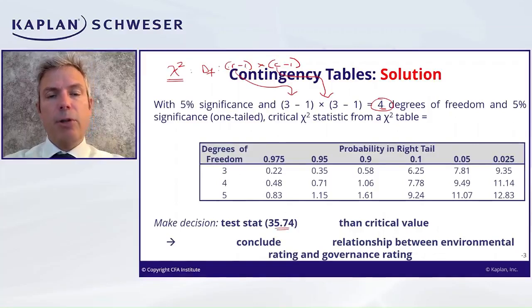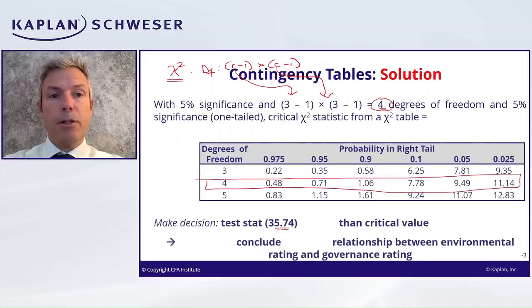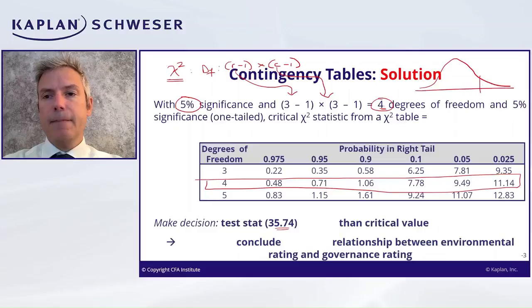On the previous slide, to get your critical value you turn to a chi-squared table, and you look at the 4 degrees of freedom row. And the question is, with 5% significance, which we were told at the start of the test, how much have we got in the tail? Well, this is a one-tailed test. There's a chi-square distribution with 4 degrees of freedom. There's 5% significance in one tail.